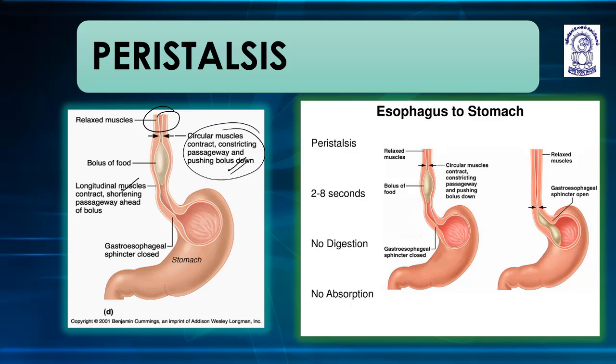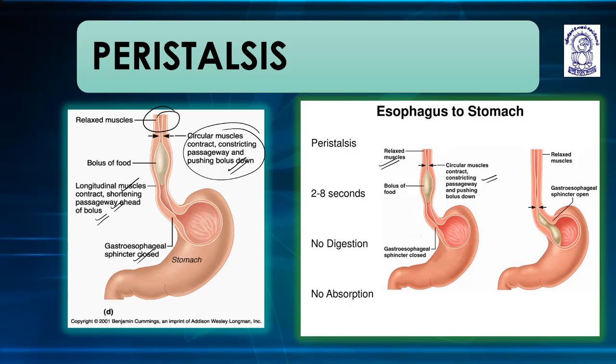The longitudinal muscles contract, and because of the shortening of the passageway ahead of the bolus, they again create pressure. The circular muscles contract. The gastroesophageal sphincter is closed. The relaxed circular muscles contract, constricting the passageway and pushing the bolus of food. Then the longitudinal muscles contract, shortening the passageway ahead of the bolus so that food can be pushed again. Then the wave of contraction can generate. So this is the way peristalsis happens.